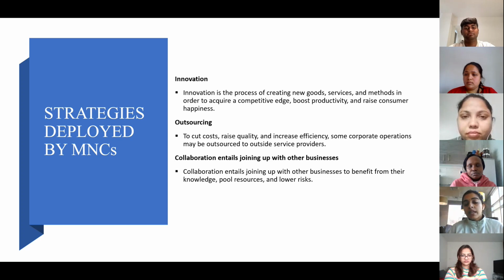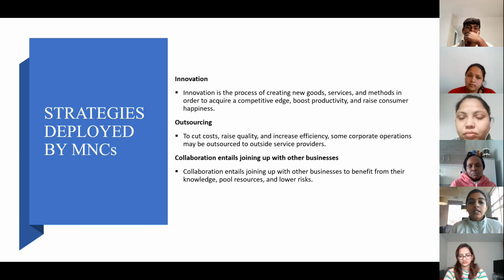So this is one of the major strategies followed by the MNCs in the logistics sector, that is customer happiness. Customer is the king in every market. So they follow the strategy for the customer, and also outsourcing to cut out the cost. Basically, in this sector, costs are very important. So to cut out these costs, raise quality and increase efficiency.